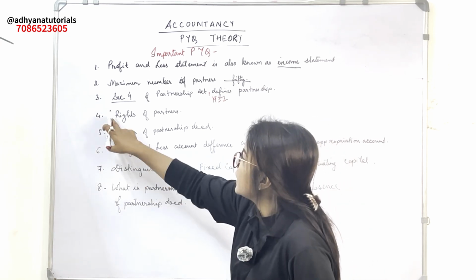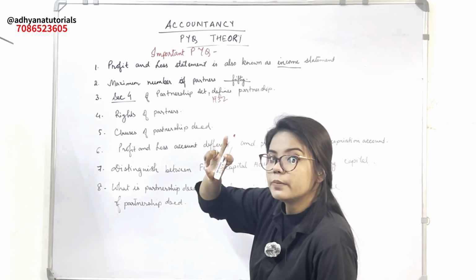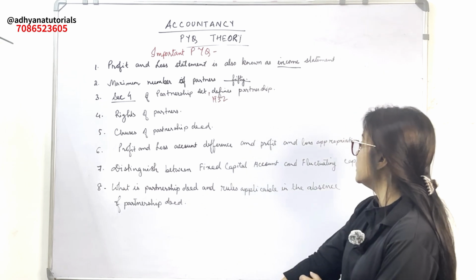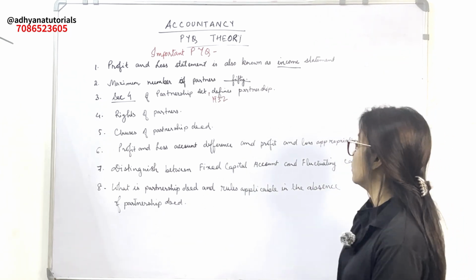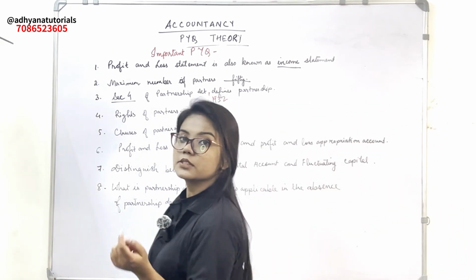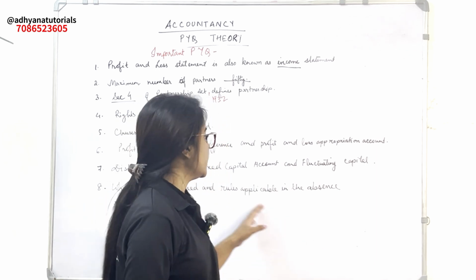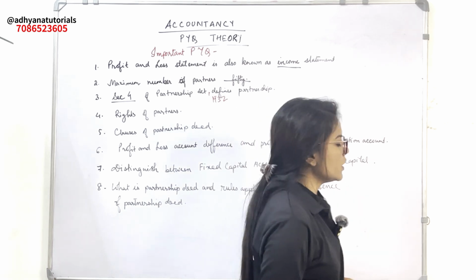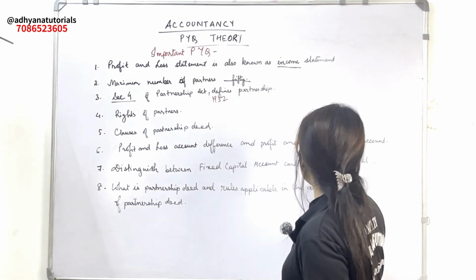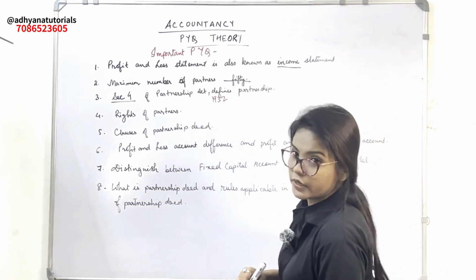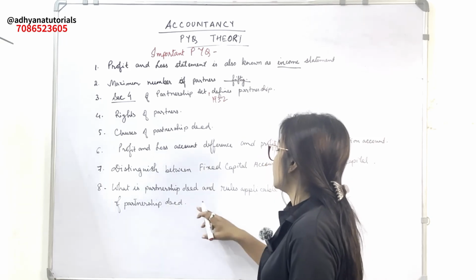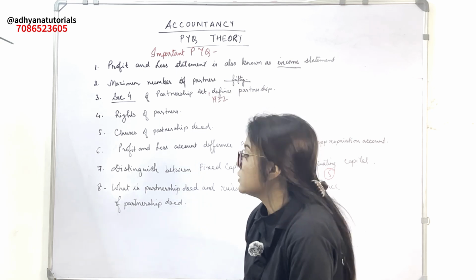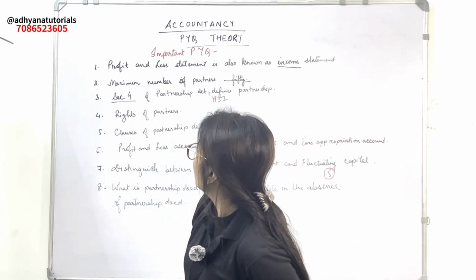Then another, these are the topics I haven't covered in the video, please make sure you go through them once: difference between profit and loss account and profit and loss appropriation account, try to cover this also. The rest I have already given: fixed capital and fluctuating capital account, I gave for 3 marks, but make sure you go through it for 5 marks, and what is partnership deed and the rules applicable for partnership deed.